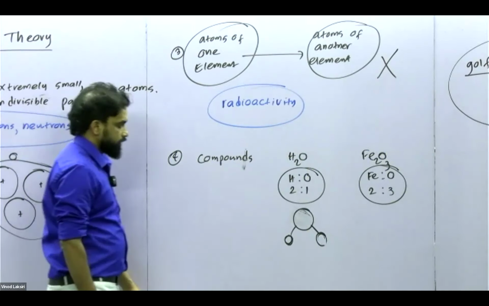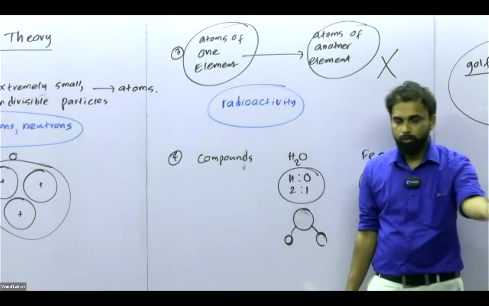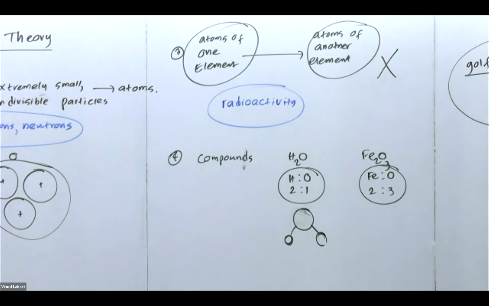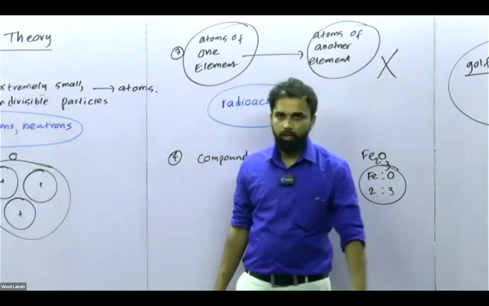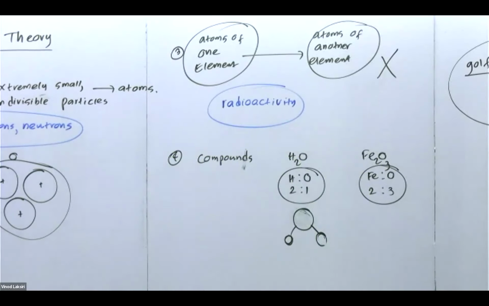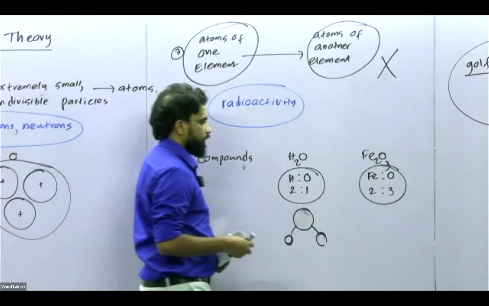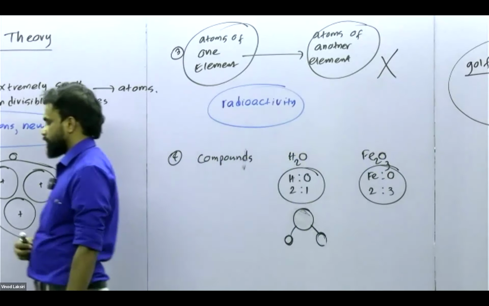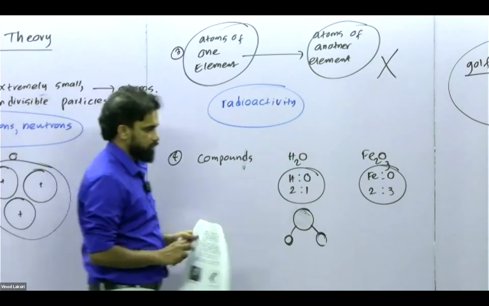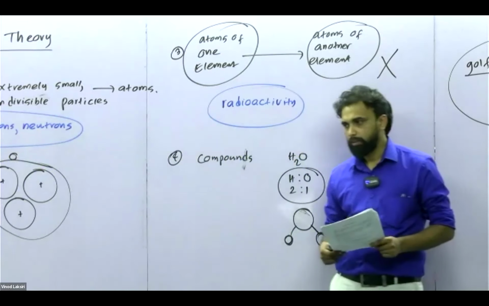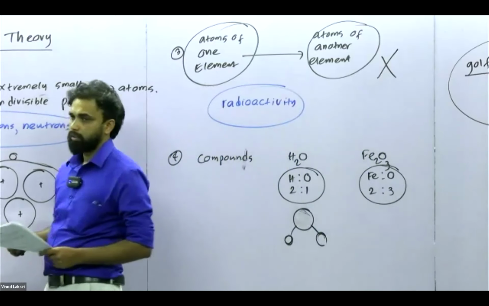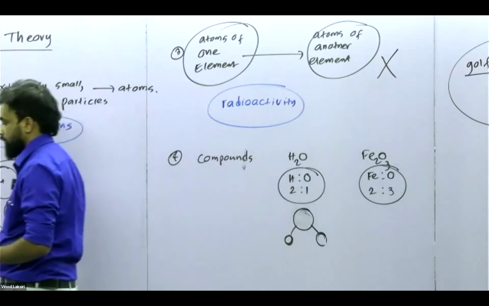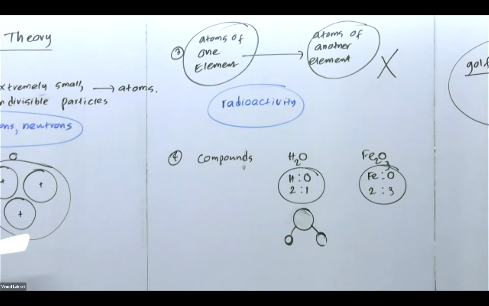The atom can be divided into electrons, protons, and neutrons. Therefore, this assumption is invalid.